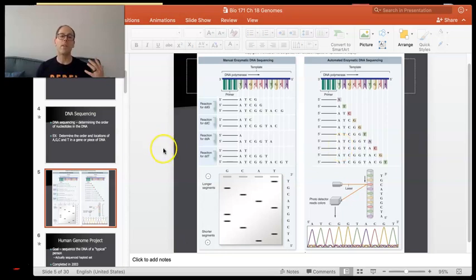So this process of sequencing is sort of the basis of how we understand genomics, and it's going to be the basis of the stuff that we talk about from here on out.